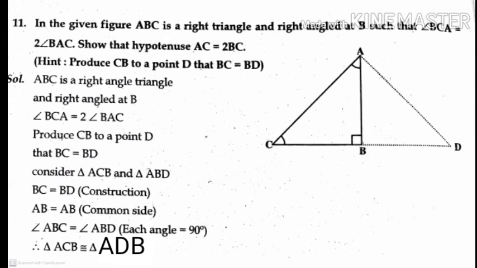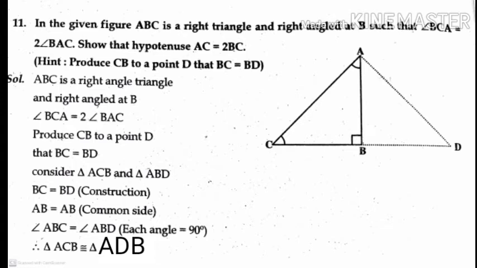Next, 11th question. In the given figure, triangle ABC is a right triangle with right angle at B, such that angle BCA is equal to 2 times angle BAC. Show that hypotenuse AC is equal to 2 times BC. Solution.